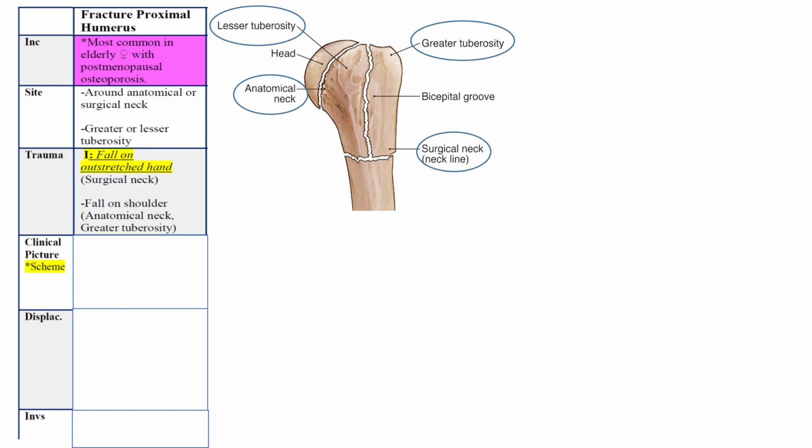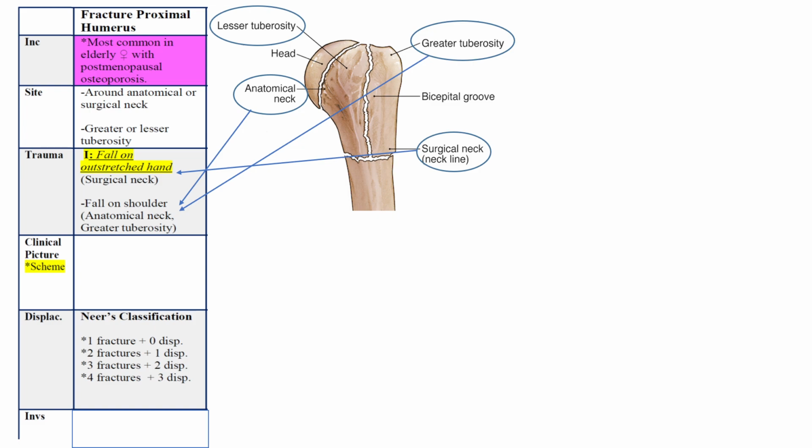The trauma is usually a fall on outstretched hands. This results in surgical neck fracture. A fall on the shoulder will result in anatomical neck fracture or greater tuberosity fracture. The clinical picture follows the general scheme, and the displacement is classified by Neer's classification. To easily study Neer's classification, we will order it 1, 2, 3, and 4.